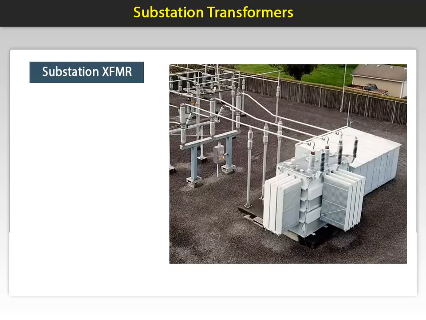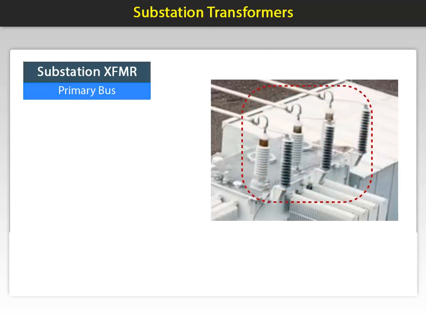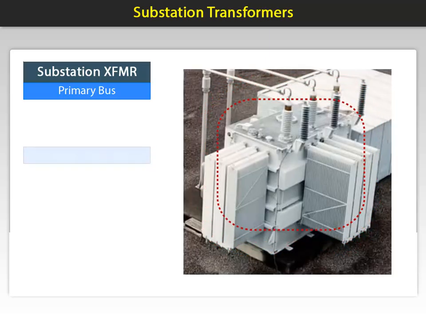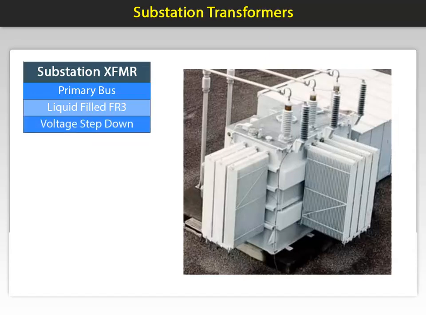Continuing our tour of a distribution substation, our next stop is the distribution transformer. As seen in this overhead view, the transformers are usually connected with primary bushings on the top by a round busbar from the load side of the circuit breaker. These transformers are liquid-filled with environmentally friendly FR3 insulating liquid. The voltage is stepped down here to 13.8 kV or 7.2 kV.